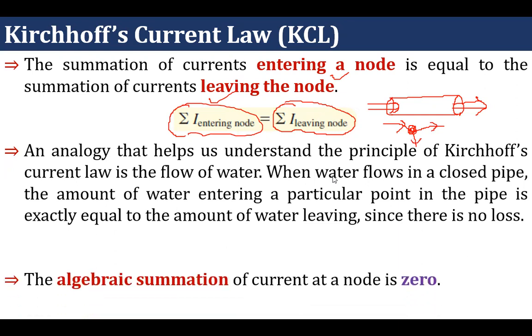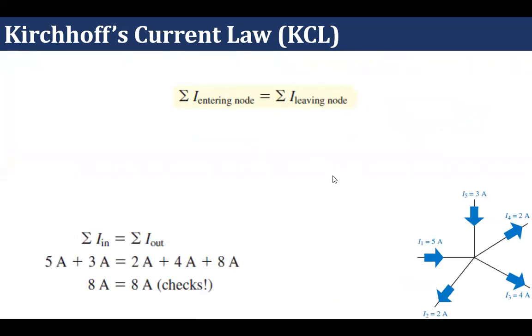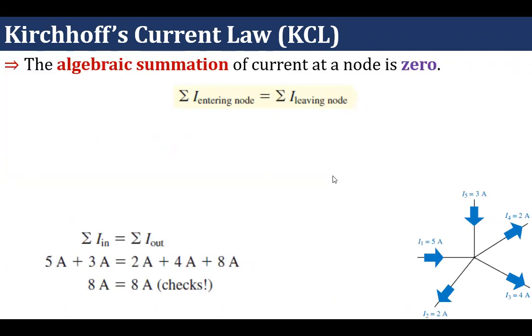In a very simple way, we can say that the algebraic summation of current at any node will be equal to 0. Algebraic summation means we have to consider its sign. Suppose you are considering plus sign for incoming current, then you have to consider negative sign for outgoing current, and then if you do the algebraic summation, that means summation considering this sign, that will be equal to 0. So this is the rule that algebraic summation will be equal to 0.